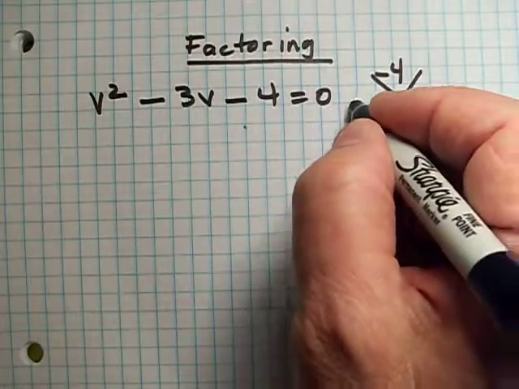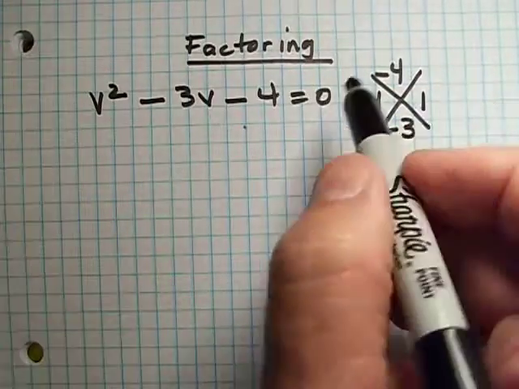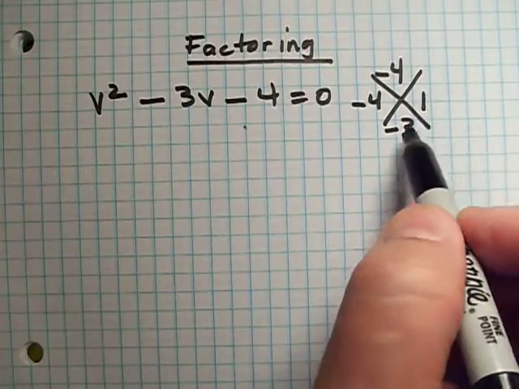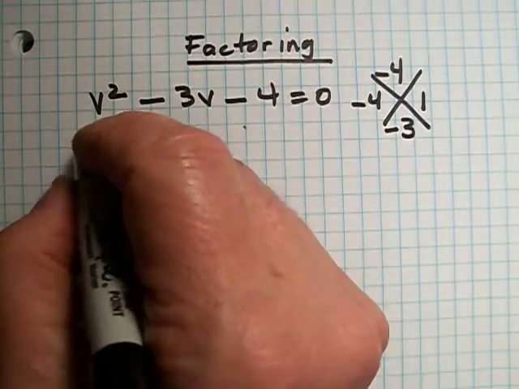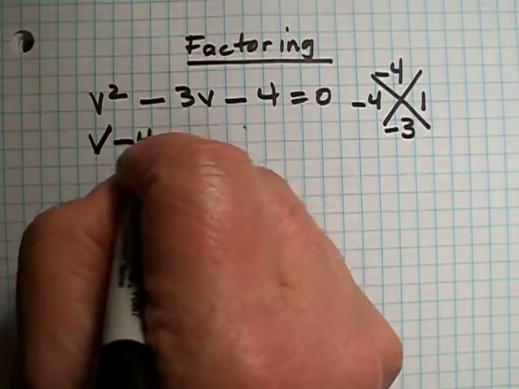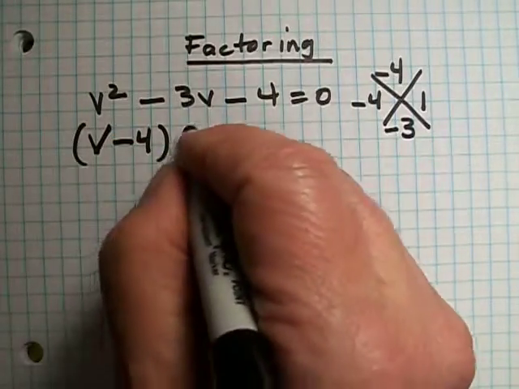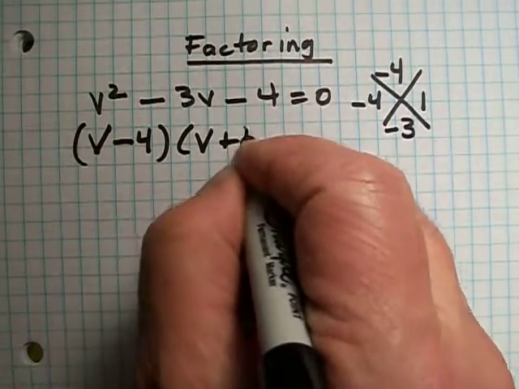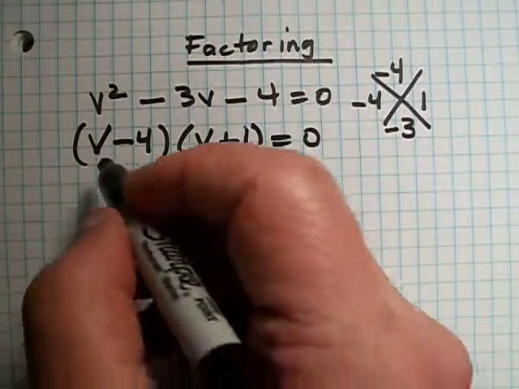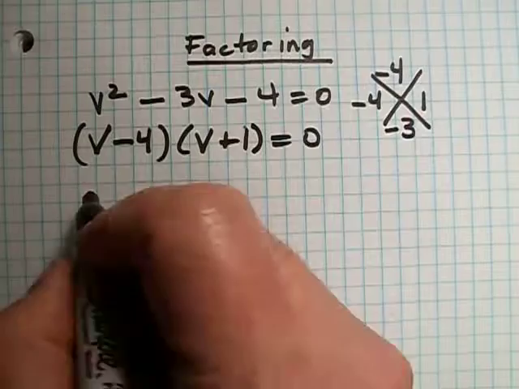Well, that's pretty simple. Negative 4 and 1. Negative 4 times 1 is negative 4. Negative 4 plus 1 is negative 3. So now I'm ready to write out v minus 4 times v plus 1 equals 0. Okay, now it's factored. I set each to 0.